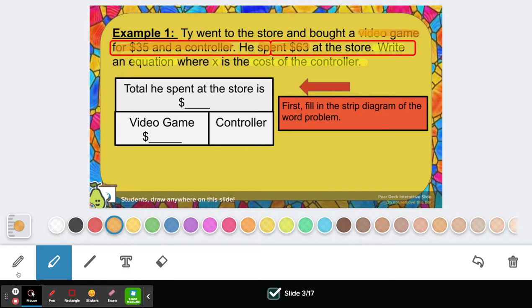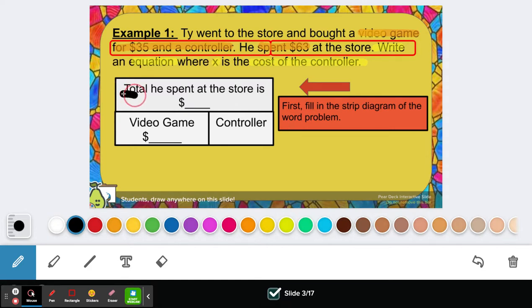So then if we're looking at the strip diagram, and I expect you guys to write this on your papers, okay? This bigger box means the total, okay? So that is the total amount that he bought. So that's why it's the bigger box. So now I know that in total, he spent 63 at the store. So he spent 63, all right? And then we also know that the video game, which is part of the cost, cost him 35.